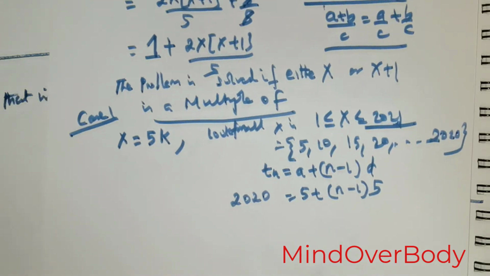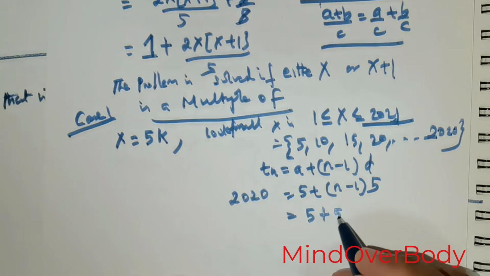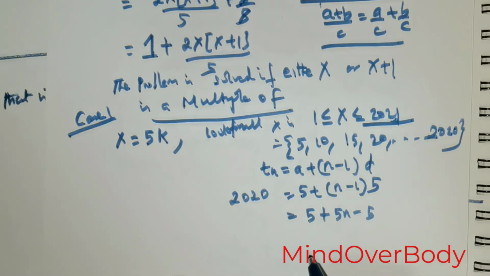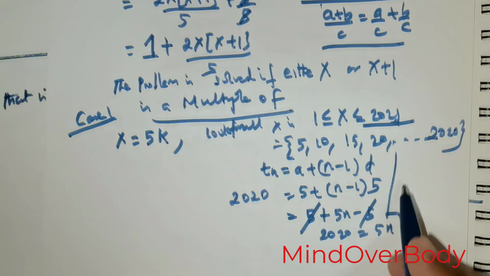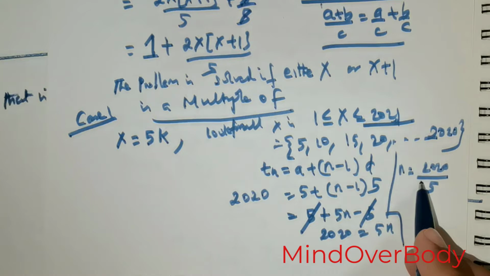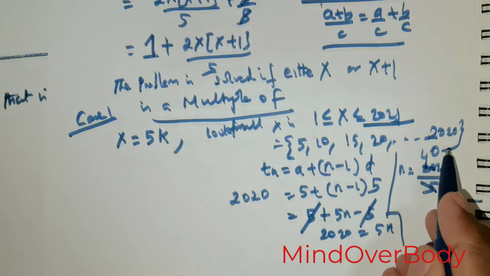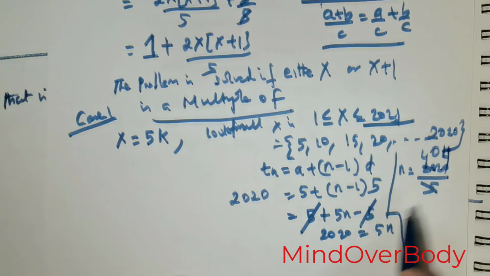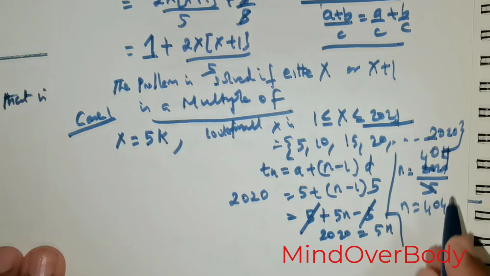Right, so let me just find that out. So this is going to be positive 5 and negative 5, and clearly positive 5 and negative 5 get cancelled, so I've got 2020 is equal to 5n. So this would mean the value of n is equal to 2020 divided by 5. So 5 divides here 4 times and 0 times, and 5 divides here 4 times. So the number of n is 404.